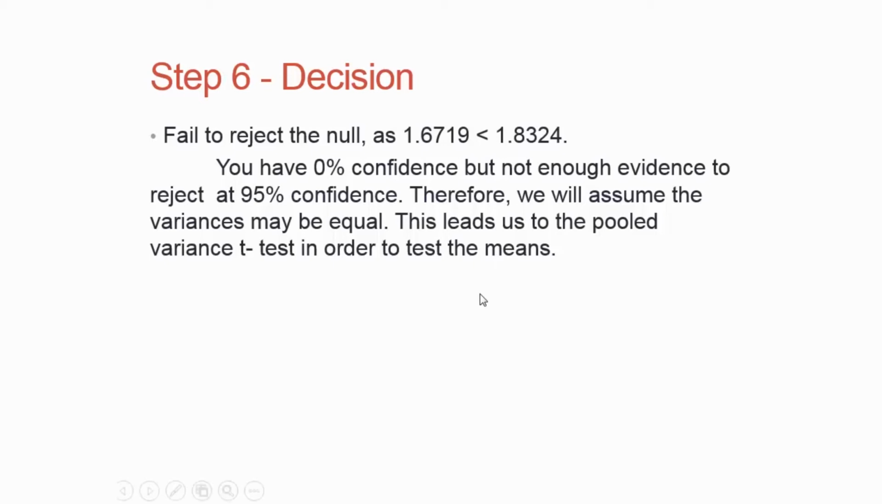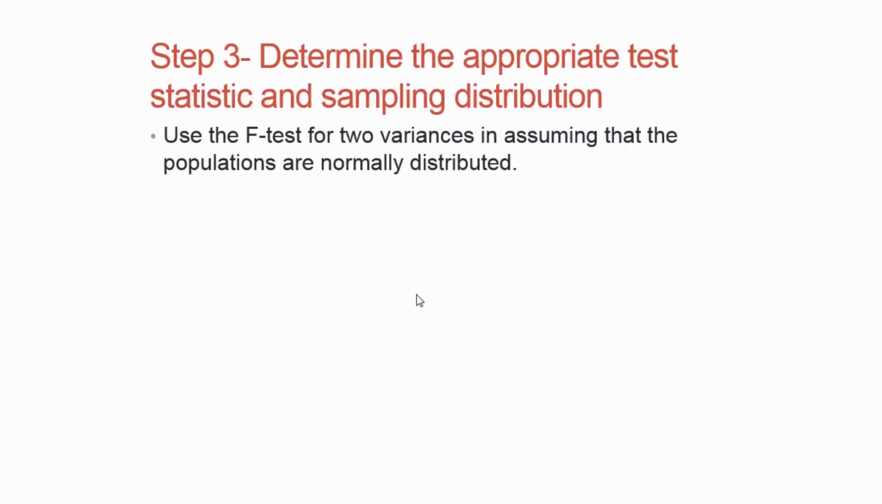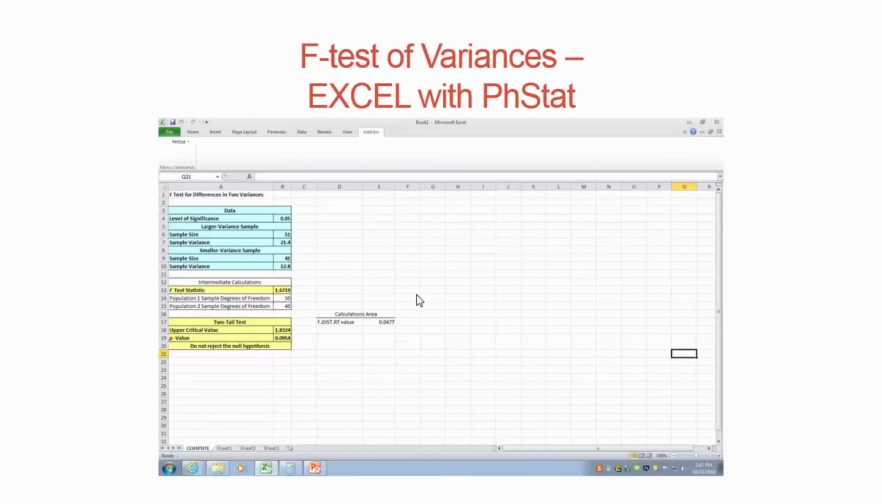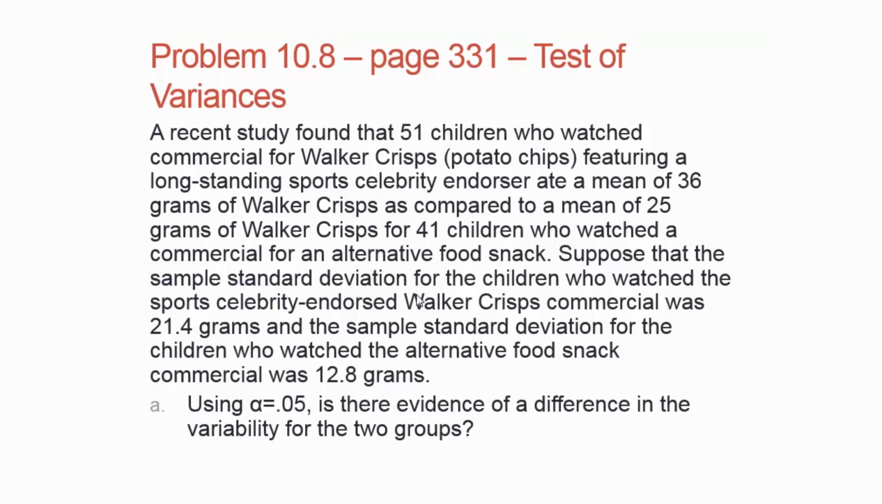So what we're going to do for our take-home part of the exam is going to be very similar to this. We're going to start out with a set of data. We're going to test the variances, and the question will be very similar to what it said in the beginning here. Is there evidence of a difference in the variability for the two groups?